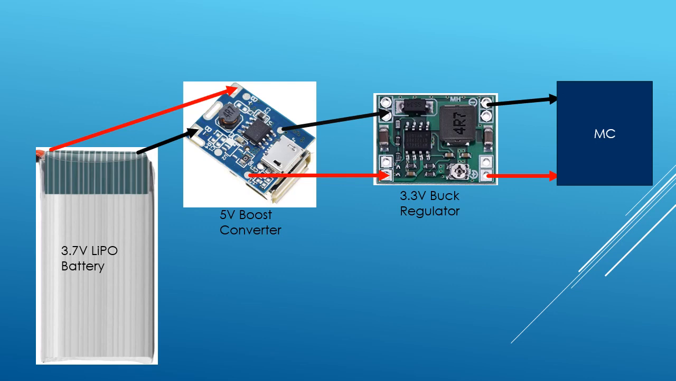Here's a representation of our battery system, how it looks on the bike. We have our 3.7 volt micro battery connected to a 5-volt boost converter, and that output is then tied to the buck regulator. So we can get 3.3 volts to our microcontroller.